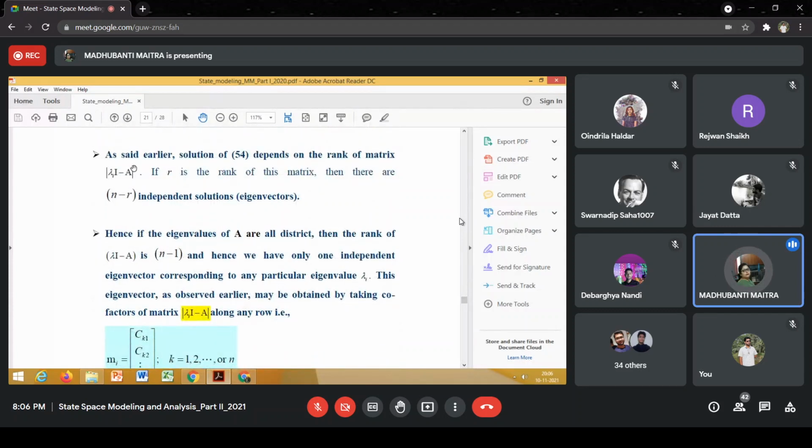So as said earlier, the solution of the previous equation depends upon the rank of the matrix lambda I minus A. If R is the rank of the matrix, then there are n minus R independent solutions or eigenvectors. R is less than n.